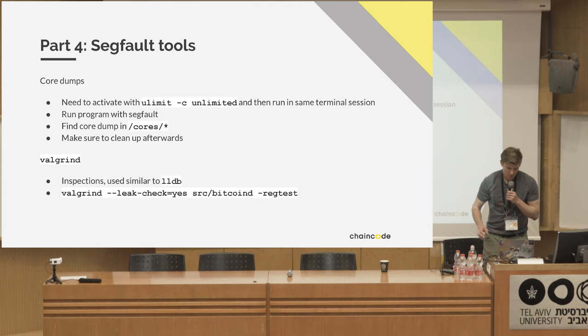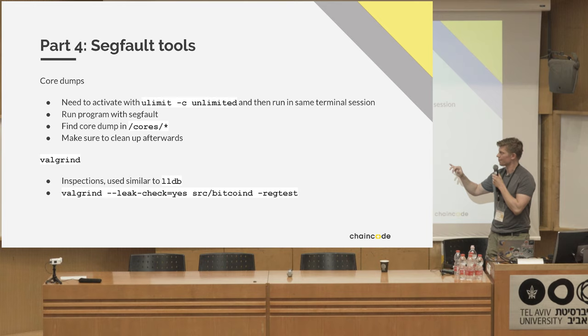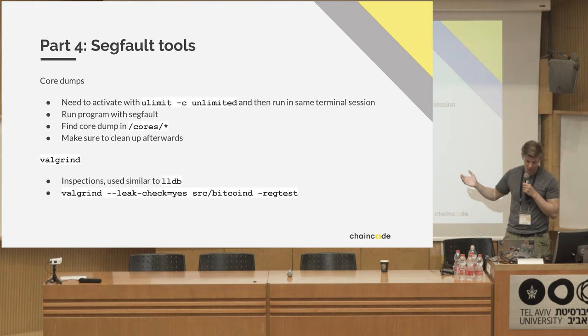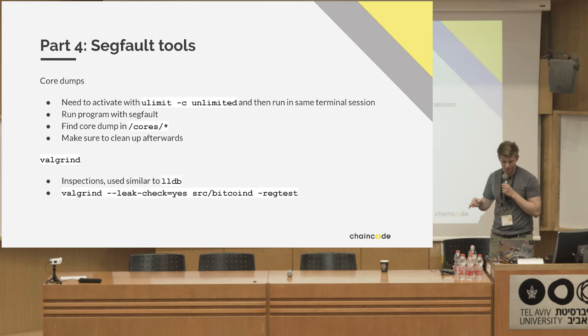One more thing that I'm not going to talk about in detail is if you're facing seg faults. I am actually not an expert on these tools yet, but it's something for you to consider as well. You can use core dumps if you're facing seg faults. For that to work, at least on macOS, you have to specifically enable them using this ulimit call. Then you run the program, and you will find these core dumps in your /cores folder. You also have to make sure that you clean up afterwards, because these are huge files, and you can clutter your disk with them pretty quickly. Another tool is Valgrind, where you can run leak checks, and this works kind of similar to LLDB.